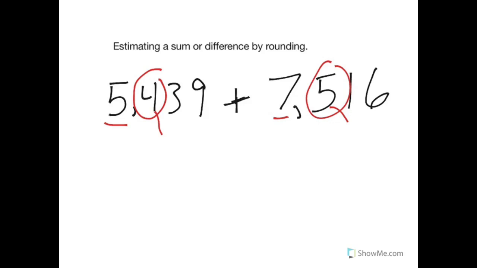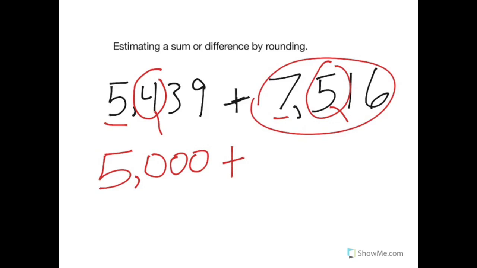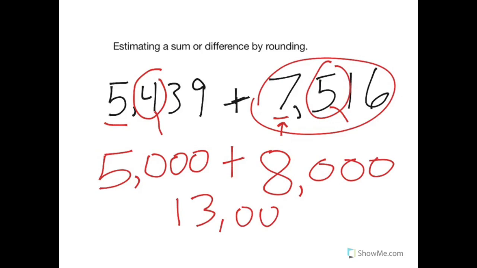In 5,439, 4 would tell us that the 5 stays the same, and of course these other 3 digits turn into zeros. So we have 5,000. And then in this number over here, we actually have a 5, which tells us that the 7 goes up to 8, and then the other digits stay the same. So instead of having to find an actual exact answer to 5,439 plus 7,516, instead we have a much easier problem, 5,000 plus 8,000, which of course is 13,000.